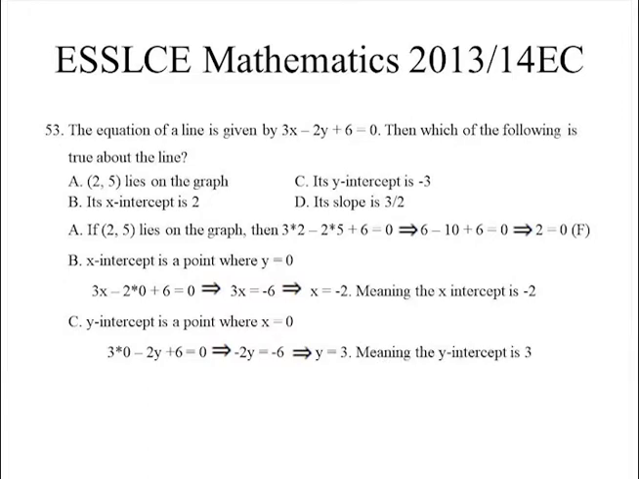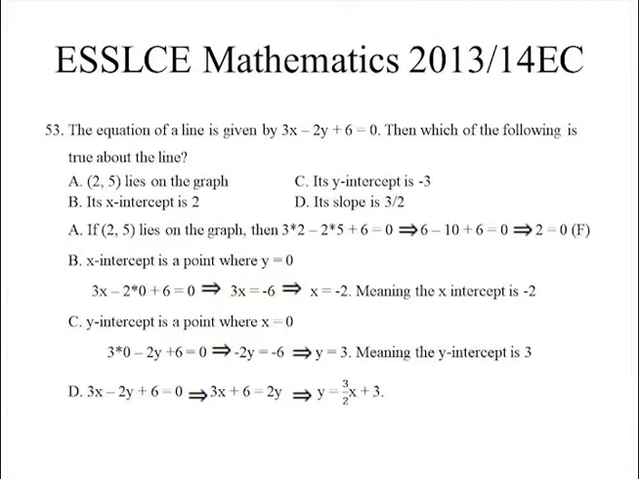To find the slope, let's rewrite the equation as 3x minus 2y plus 6 is equal to 0. Taking 2y to the other side of the equality, we will find 3x plus 6 is equal to 2y. Dividing both sides by 2, we will find y is equal to 3x divided by 2, which is 3 over 2 x, plus 6 divided by 2, which is 3.